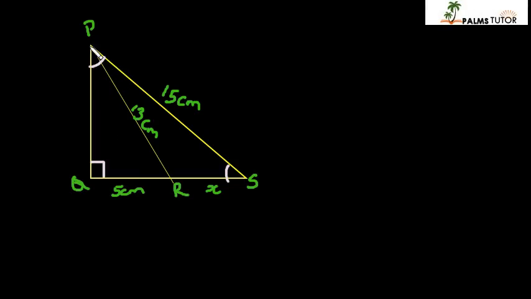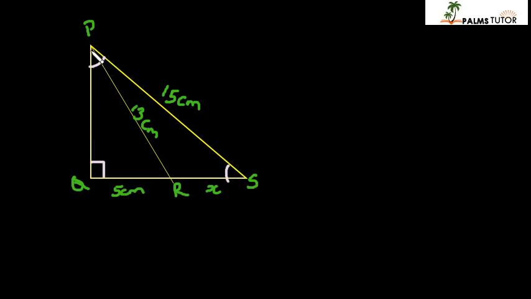In this tutorial, I will use this example to show you how to solve for a missing value in a right angle triangle using the Pythagoras theorem. The Pythagoras theorem can be used to find the missing side when two sides are known and none of the angles in the right angle triangle is given.